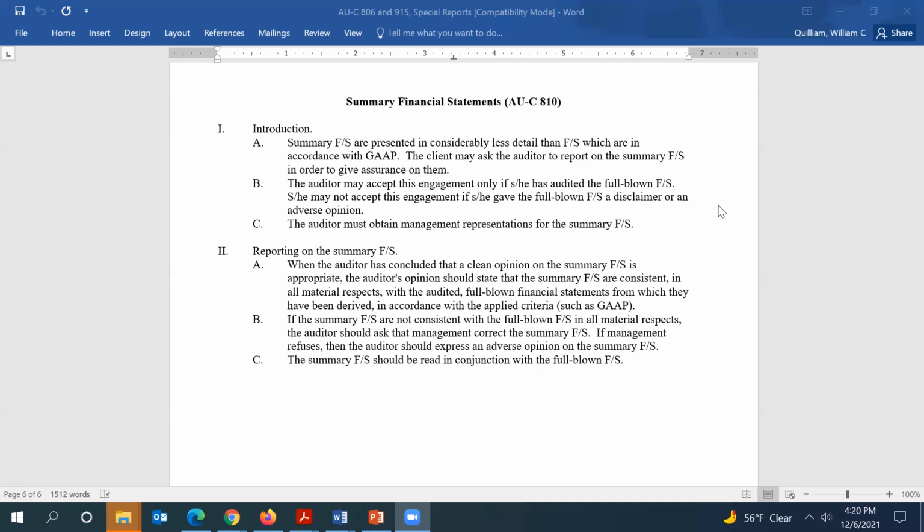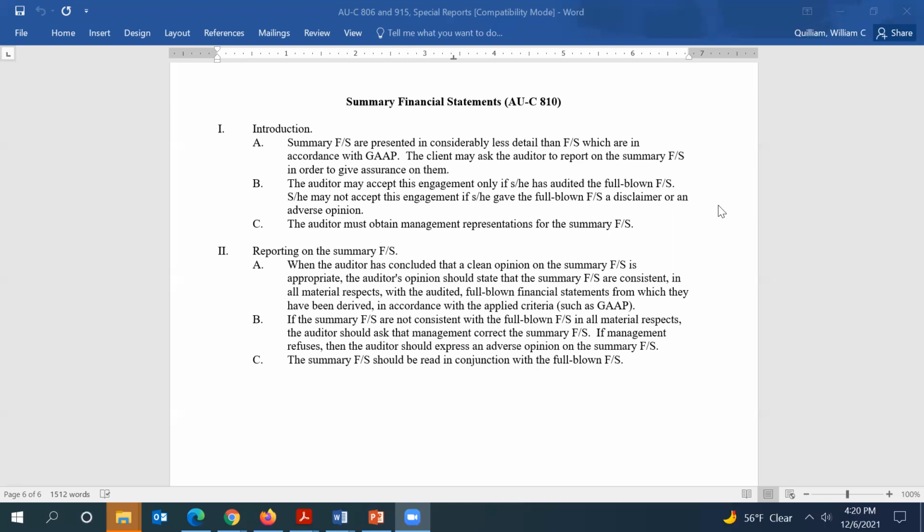Then B, if those summary financial statements are not consistent with the full-blown financials in all material respects, the auditor should ask that management correct the summary financials. And if management refuses, then the auditor should express an adverse opinion on the summary financials. Heaven forbid. I don't think many clients are going to allow that to happen. The auditor comes in to do this optional engagement, and then they say to the auditor, well, we refuse to correct the summary financials, even though you showed us where they're wrong. No, that just doesn't happen.